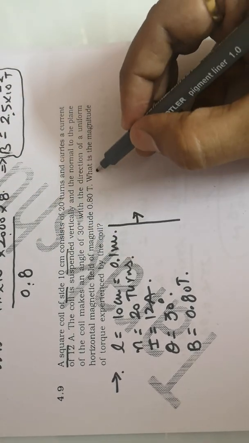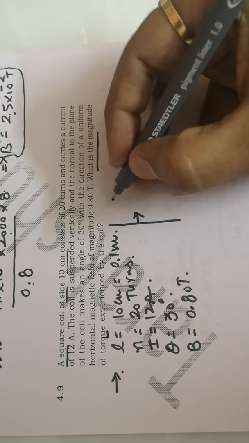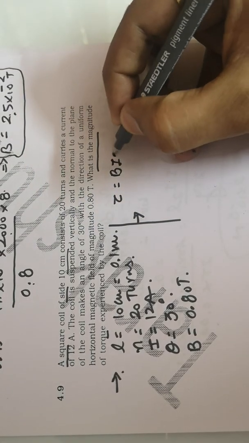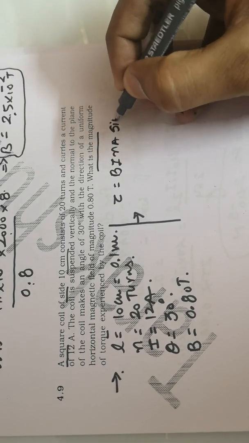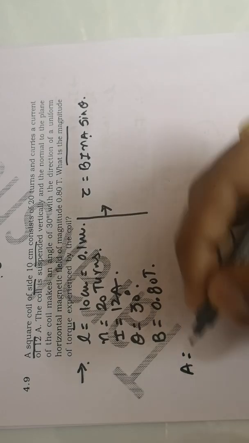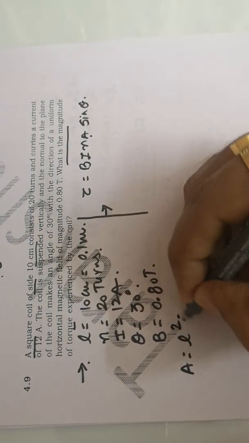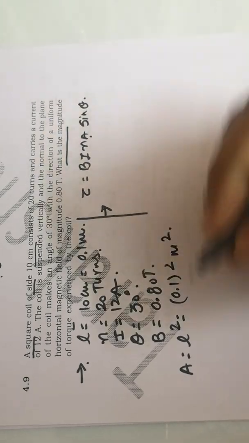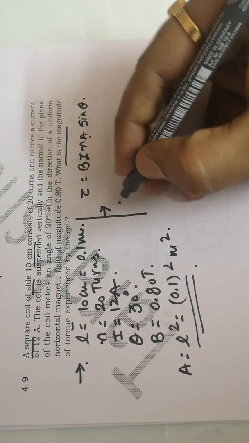You have to find the magnetic torque. You are aware of the torque formula: tau is equal to N B I A sine theta. For that we require our area. Right now I'm using a square loop, so its area would be L square. I have 0.1 square, and that is in meter square. So this is my area.